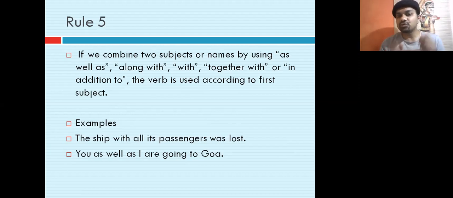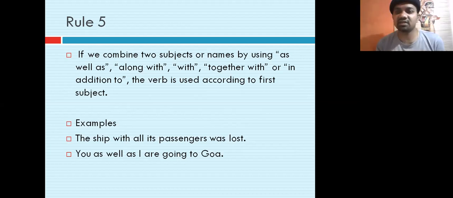If we combine two subjects or names by using as well as, along with, together with, in addition to, any phrases for that matter, we must consider the subject before the preposition or before the phrase. What do I mean? You will understand it better with this example.